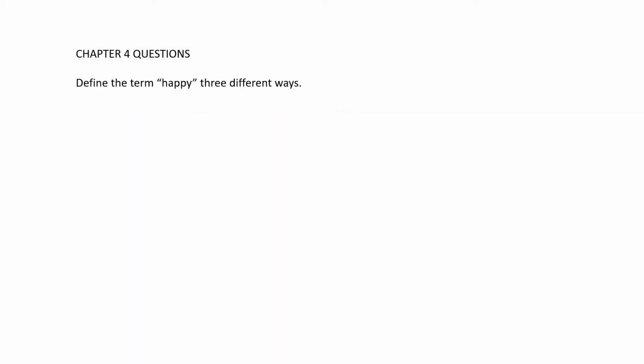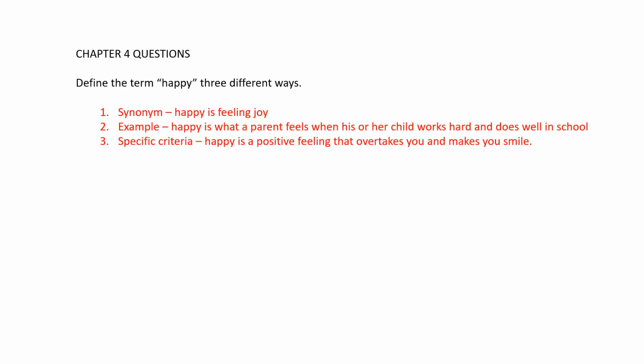Define the term happy 3 different ways. And so our book gave us an example of how we can look for ways to define words. Again, words can become ambiguous if they have multiple meanings. So the book gives us 3 different ways: synonyms, examples, and specific criteria. So if you have the word happy, a synonym is basically what is another word for happy. What is a word that means the same thing as happy? Well, joy, happy is feeling joy, okay?